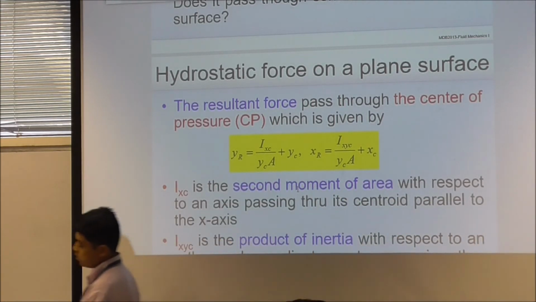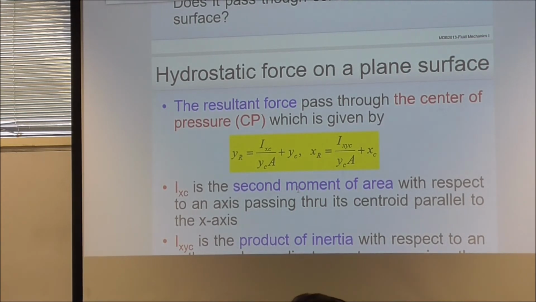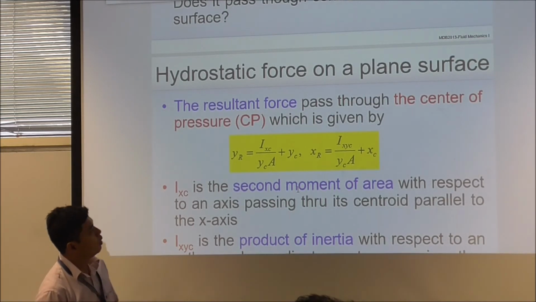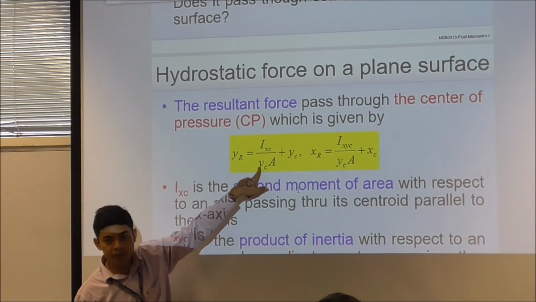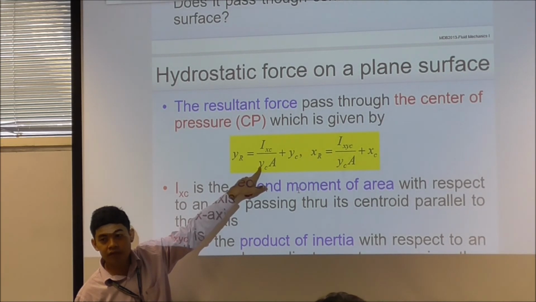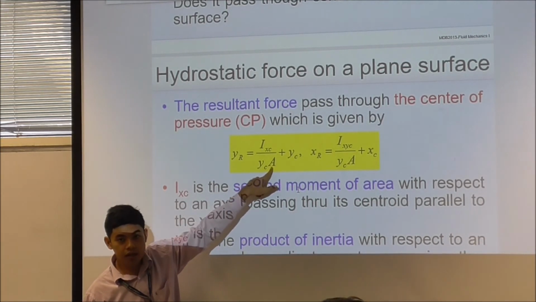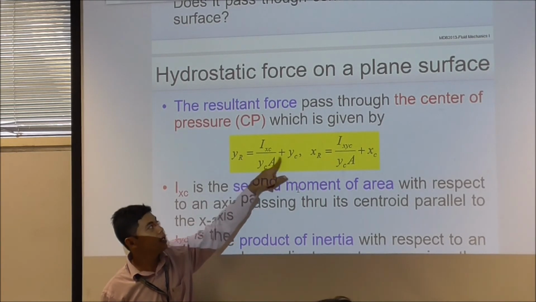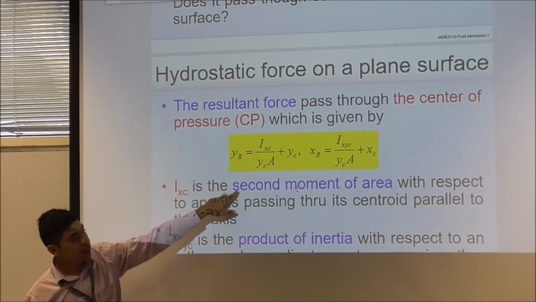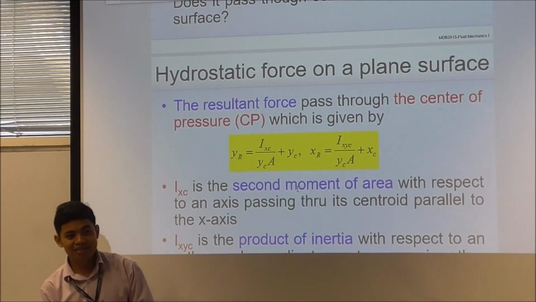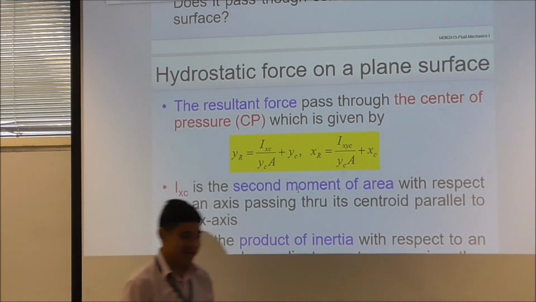Usually when you have this, you will know your X resultant. So CP is XR, YR. You know where it is? Okay, how to calculate that? YR is defined as IXC over YC A. YC, you remember? The location of the centroid. A, area. Now the problem is what is IXC? IXC is the second moment of area. You learned it in your statics, so you should know by now.